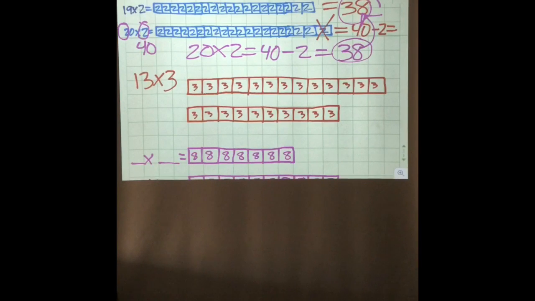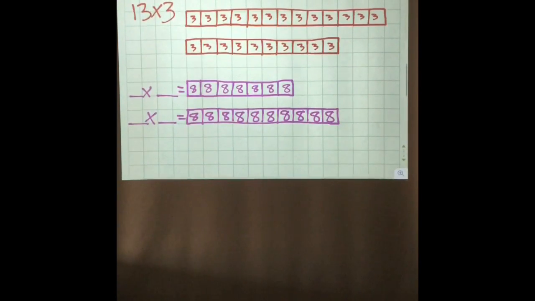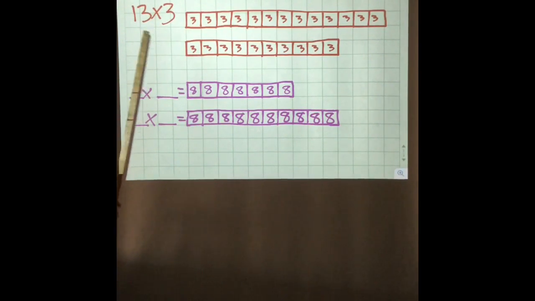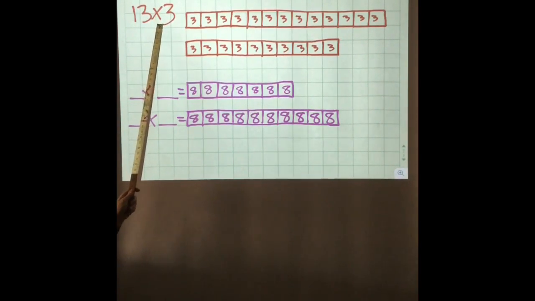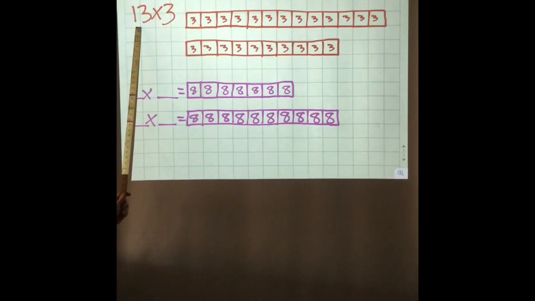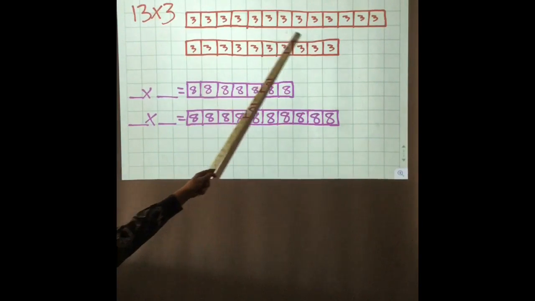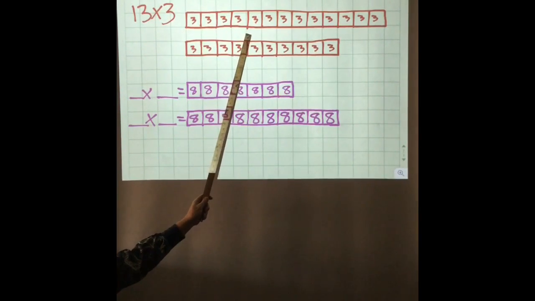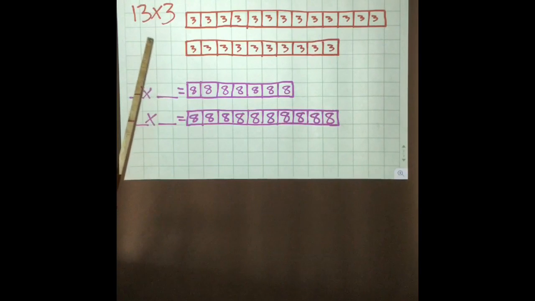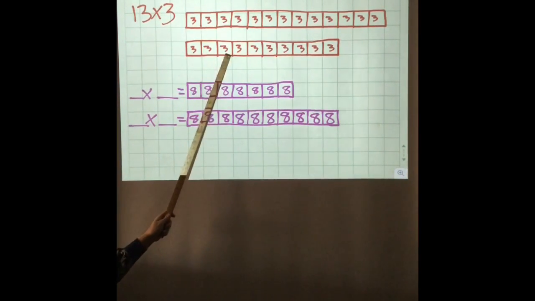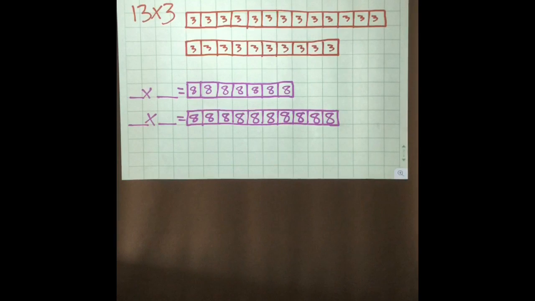Now, I want you for homework to do a problem. So let's say you write out 13 times 3. 13 means what? We have 13 boxes of 3s, right? Now, how do we do this? How do we show this for homework in our mental math? Well, let's round our 13 down to 10. So we have 10 boxes.